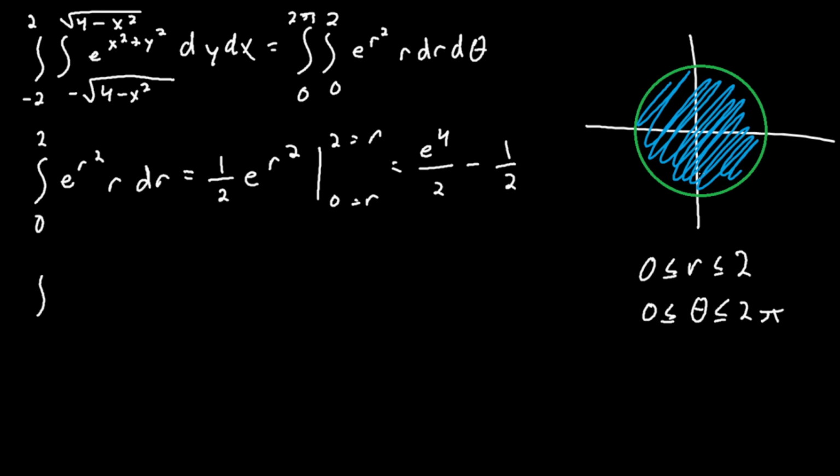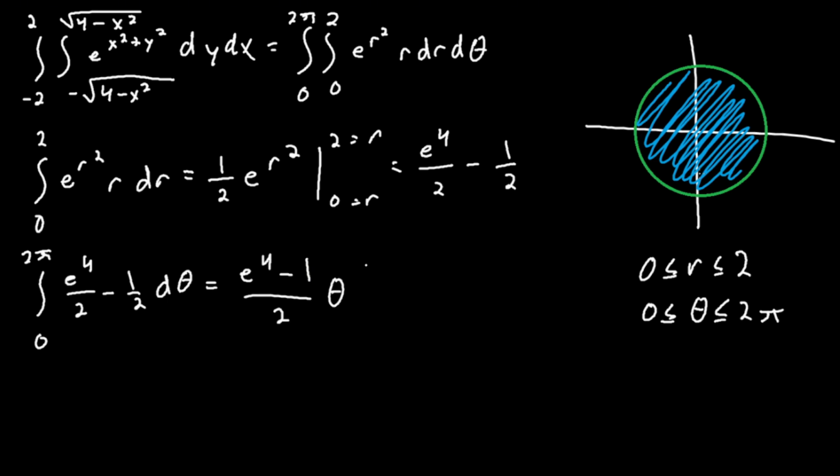And now all we have to do is integrate this. E to the power of 4 over 2 minus 1/2 with respect to theta from 0 to 2 pi. And if we integrate this with respect to theta, we get e to the power of 4 minus 1. So I just simplified this fraction times theta from 0 to 2 pi. So all we have to do is multiply this entire thing by 2 pi, and then you get 2 pi times e to the power of 4 minus 1 over 2.